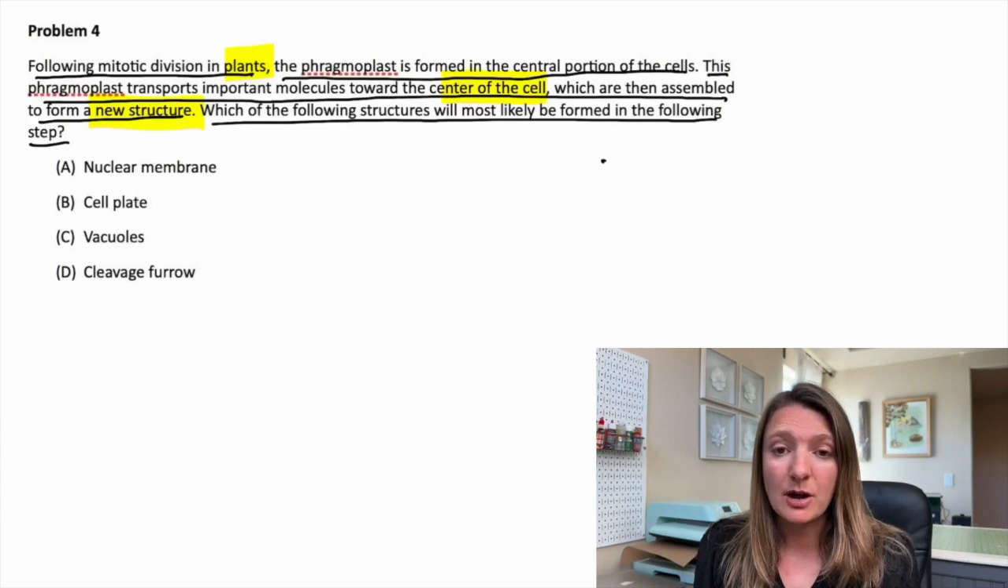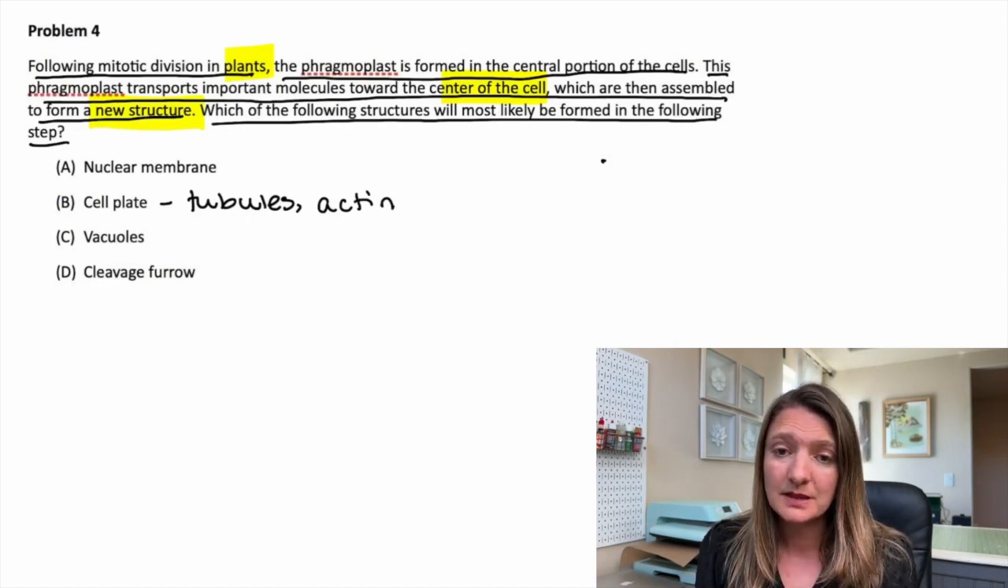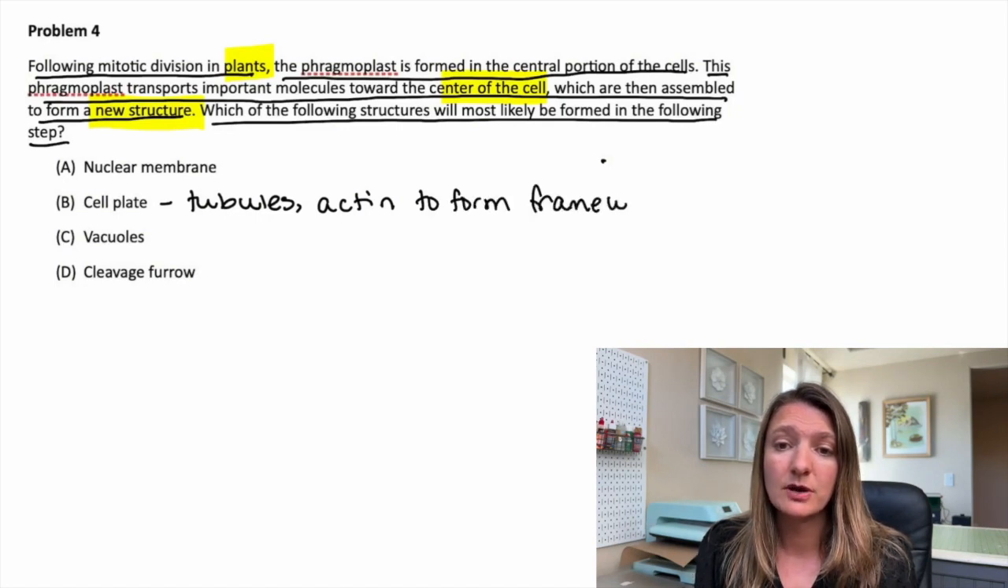So let's look at some of our options here. We have nuclear membrane, cell plate, vacuoles, and cleavage furrow. So this cell plate, this is going to have tubules in it. It's going to have some actin molecules in it as well. And then if we look, actin molecules to form the framework of that cell plate.